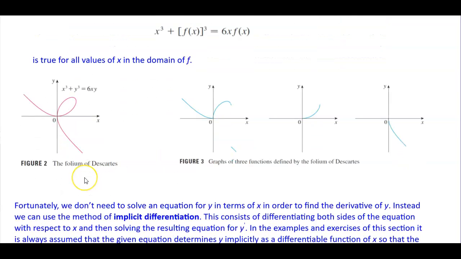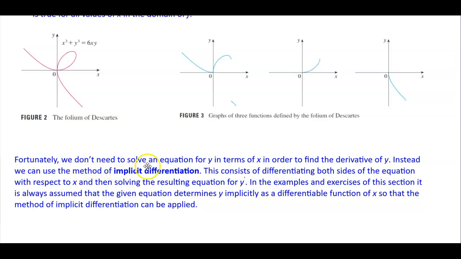Now if we go below, fortunately, we don't need to solve an equation for y in terms of x in order to find the derivative of y. Instead, we can use the method of implicit differentiation. This consists of differentiating both sides of the equation with respect to x, and then solving the resulting equation for y prime. In the examples and exercises of this section, it is always assumed that the given equation determines y implicitly as a differentiable function of x, so that the method of implicit differentiation can be applied.